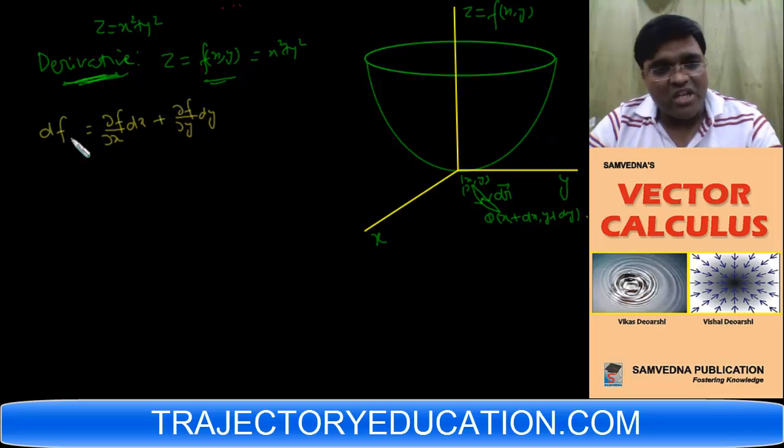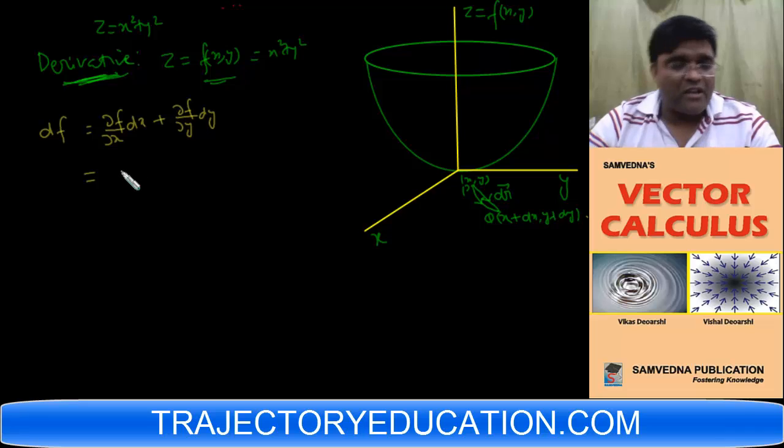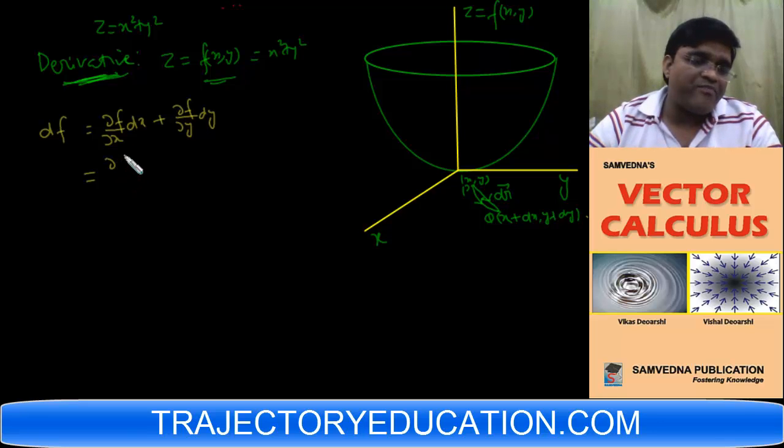I hope you have learned partial derivative. df is given by the change in f when x changes by dx, and when y changes by dy, which is given by this. These are partial derivatives. I'll explain the meaning of partial derivative later on. So when x changes by dx, this dou f by dou x tells you the variation of f keeping y constant. This tells you the variation in f keeping x constant. So df can be written as dou f by dou x dx plus dou f by dou y dy.